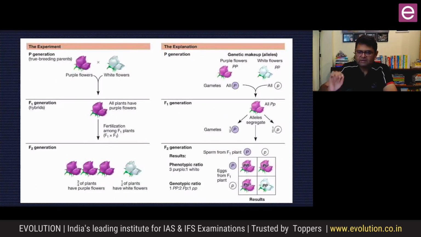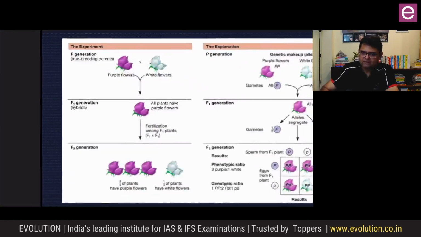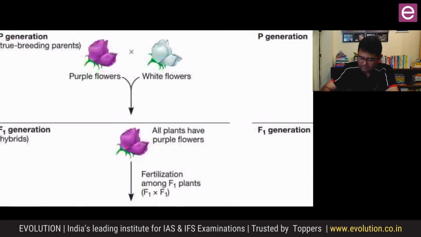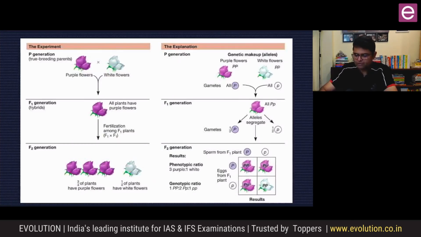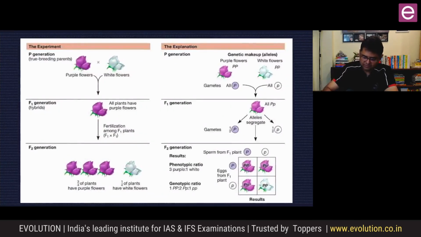And when you are writing in the examination, you don't really have to draw these purple colored flowers and white colored flowers. You can simply write purple, white if you are talking about phenotype, and if you are talking in terms of genotype, you can write like this. But let's see this one.